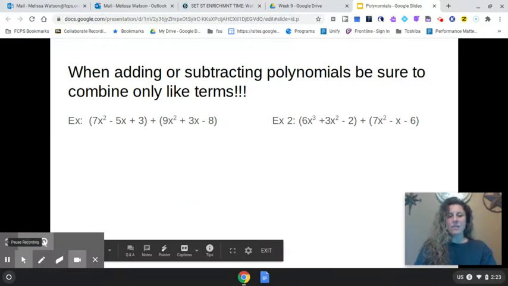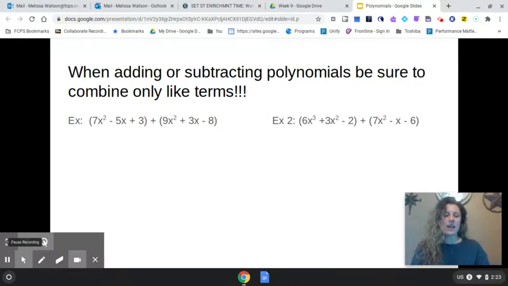So now that we've talked about some definitions, let's go ahead and start to either add or subtract these polynomials together. We want to make sure that we're always combining like terms. So a like term is something that has the same variable and the same exponent on that variable. Okay, so taking a look at the first example, we have 7x squared minus 5x plus 3. And we're adding on the polynomial 9x squared plus 3x minus 8. So again, we want to look for some like terms.